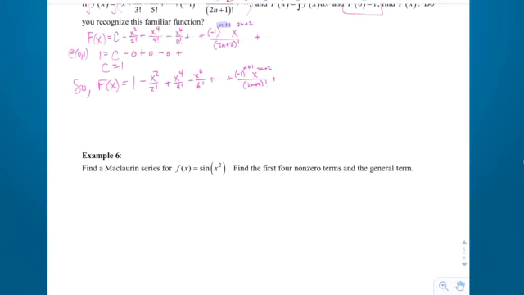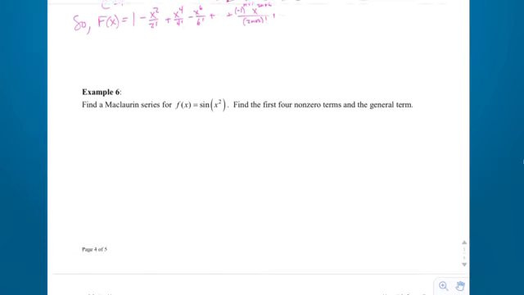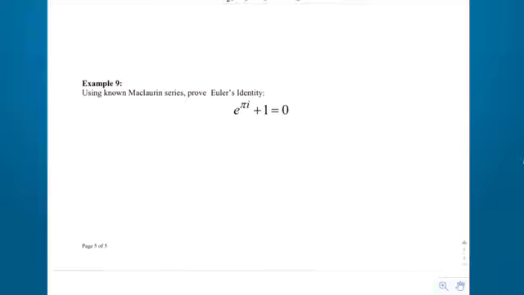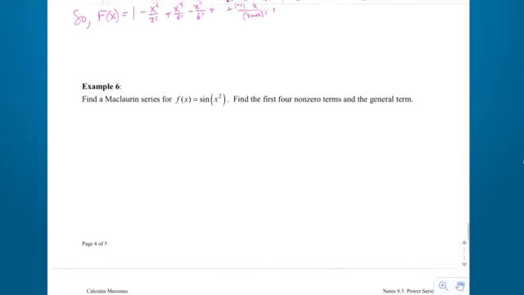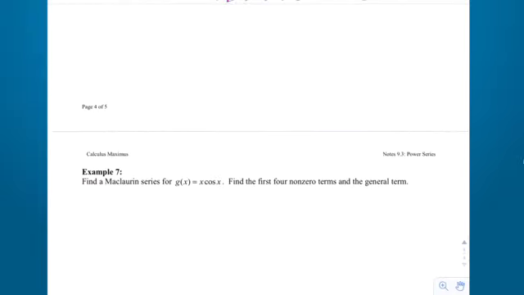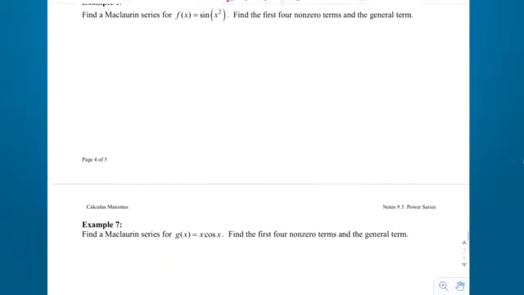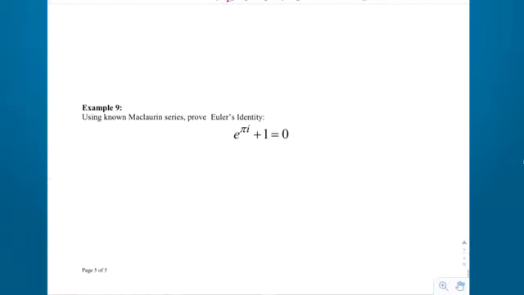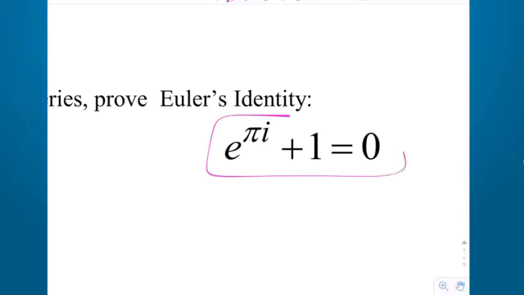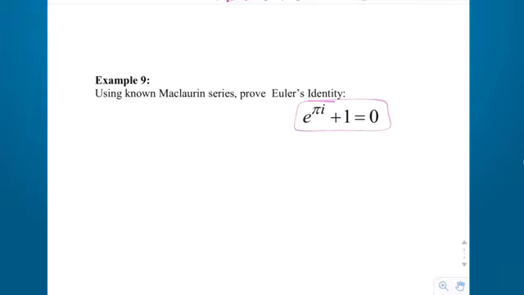Find the Maclaurin series for sine of x squared and the general term. So we'll probably have to do this after lunch. Okay? And I think we'll be able to finish these notes today. We got 6, 7, 8, and 9. 9 is pretty nice. 9 is pretty nice. We're going to derive Euler's identity.